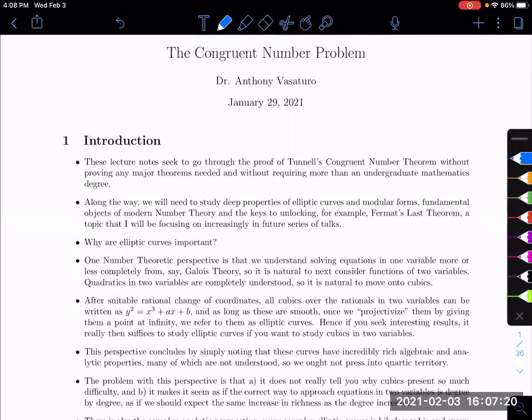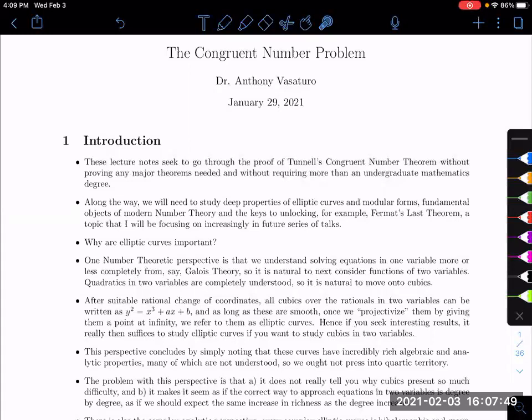So we're basically going to go through the proof of Tunnell's congruent number theorem. I'm a big believer in stating the theorem you're going to prove before you give a talk. But this theorem is so surprising and shocking to me that I'm actually not going to state it. You're free to look it up on your own time. I would recommend you don't, though, because when we actually get to it, I think you will be very shocked at what the theorem actually says.